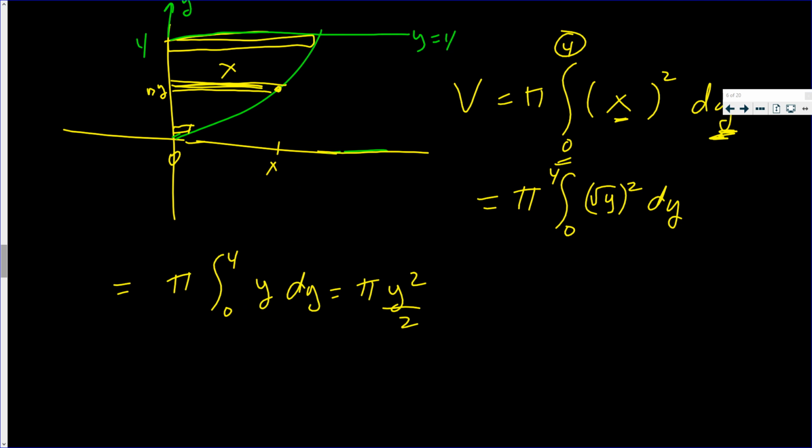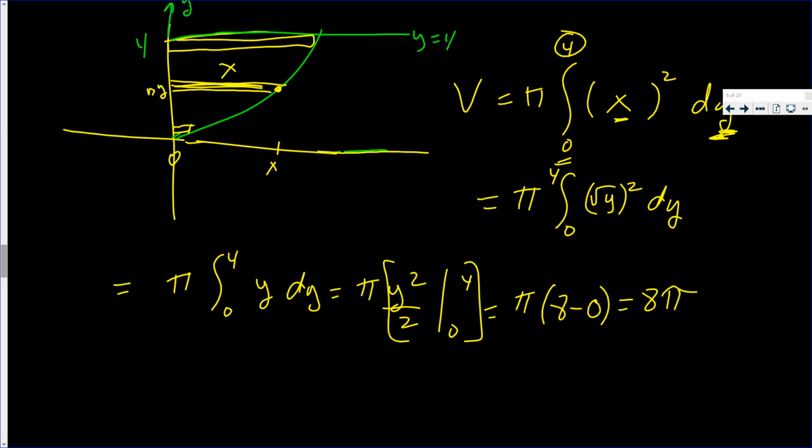Let's factor out the pi. If you plug in 4, you get 16 over 2, which is 8. And if you plug in 0, you get 0 squared, which is 0 over 2, which is 0. So the final answer is 8 pi square units. That's what you would get if you did that problem.